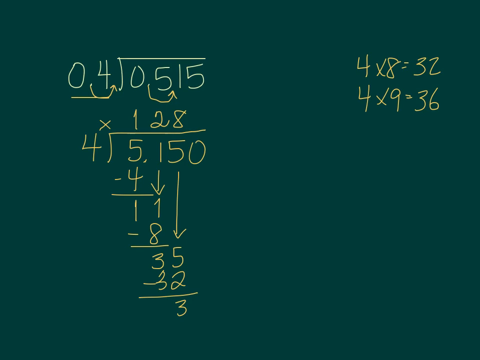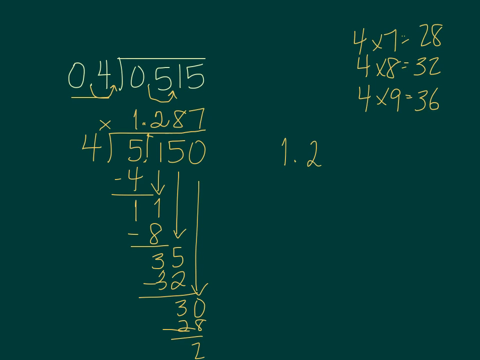I'm going to bring a 0 down one more just to see how far we can go. 4 times what is 30? Well, we figured out earlier that 4 times 7 is 28. So I'm going to put a 7 there. And that's going to be 28. And that leaves me with 2. And then I bring up my decimal point. So my answer is 1 and 287 thousandths.